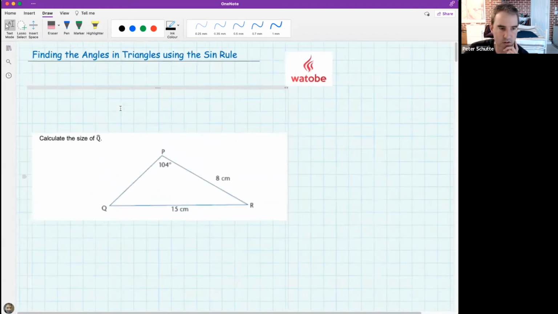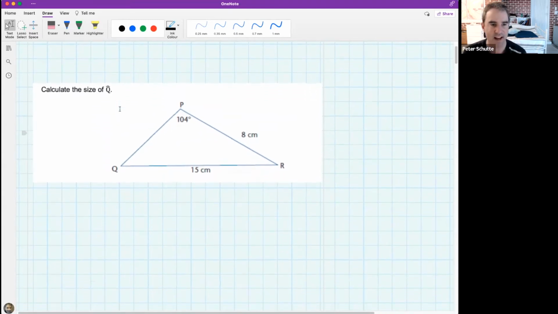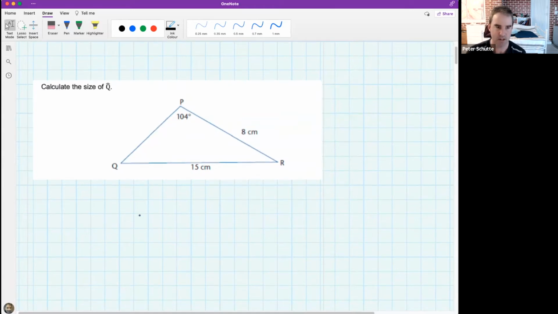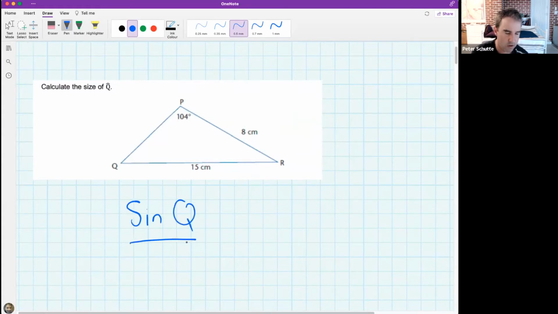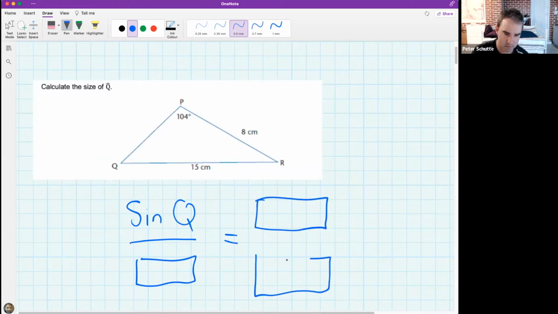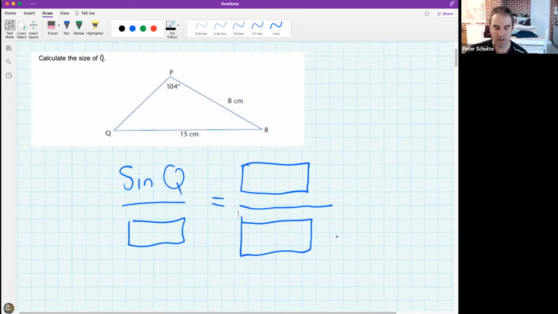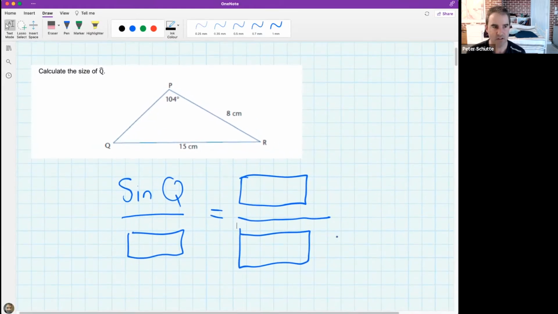In this question, I want you to find me the size of angle Q. I'm going to ask someone to come online and help me, but for now, why don't you try and start by writing out the initial statement? I'll give you one tip. You start by writing the sine of Q, and then you can have a missing space here, a missing space here, a missing space here. See if you can fill out those blocks, and then ask yourself, can you find the size of the angle Q using the sine rule?